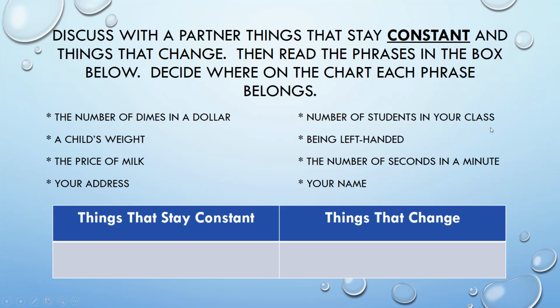How about the number of students in our class? Does that stay constant or change? That does change because we've gotten students that have left. They've either moved away or they've gone to a different school, and we have gotten new students in some other classes that have come here. So that's a thing that changes. What about being left-handed? If you are left-handed, is that constant or does that change?